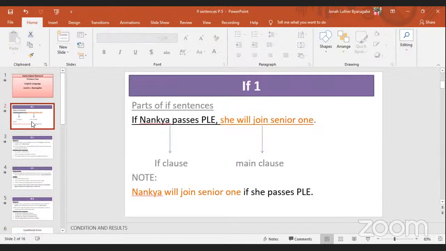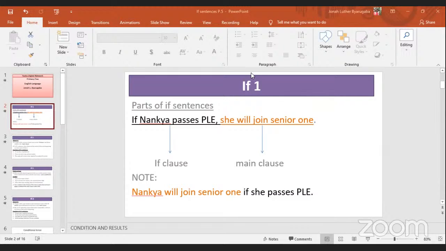Now express the main clause in the conditional present perfect tense. Would you express the main clause of this sentence in the conditional present perfect tense? Go ahead. Would have joined senior one. Would have joined senior one.